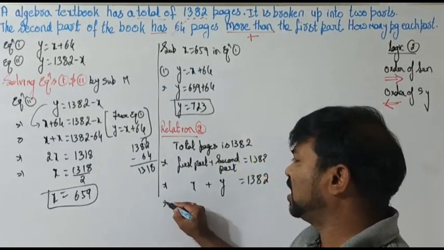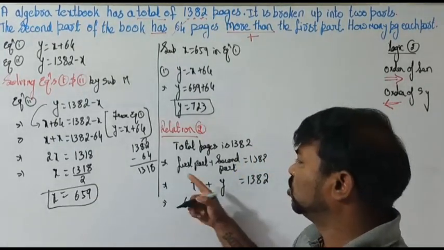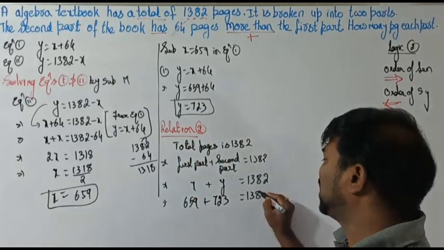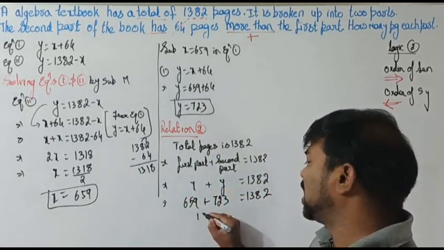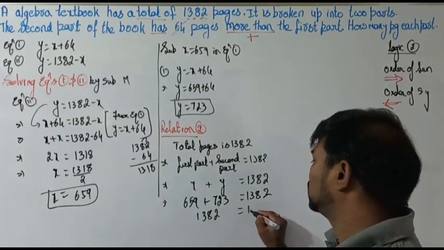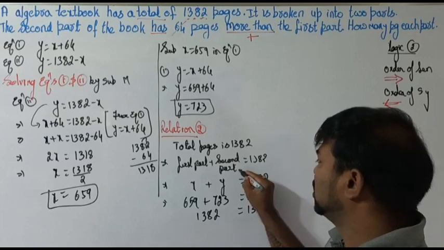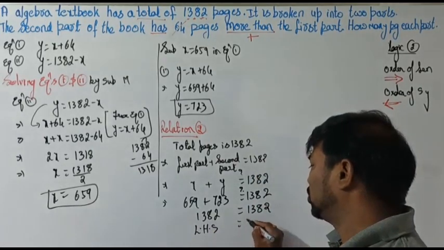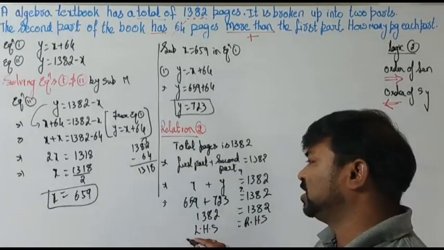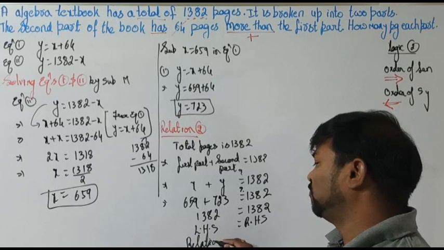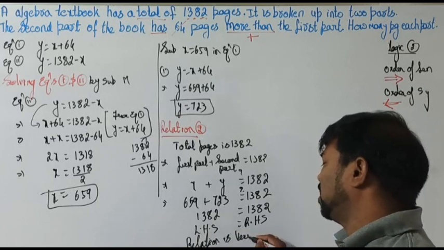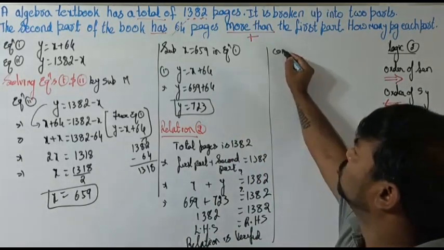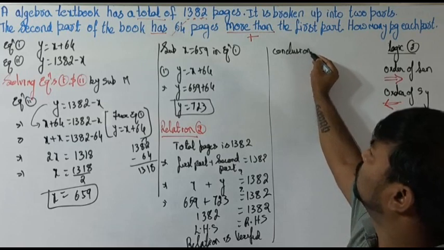What's the value of x? It's 659. What's the value of y? You got it as 723. If you add up these two, yes, 1382 equals 1382. Earlier we were not sure, but here LHS equals RHS, which means the relation is verified. As we have verified, we are sure that we can conclude it. Therefore, conclusion.